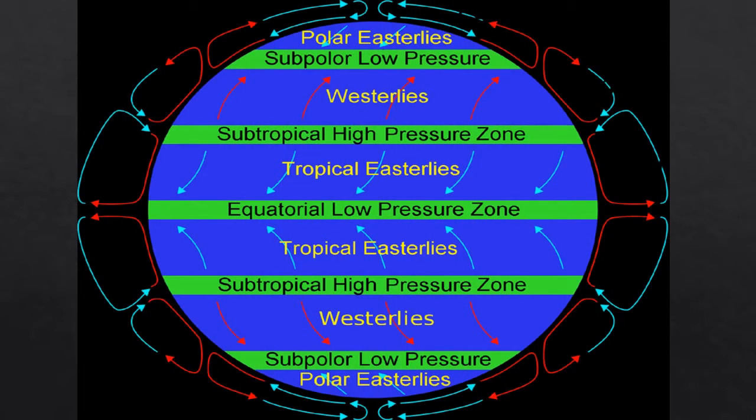Let us now discuss these pressure belts in detail. While understanding the basic concepts behind the development of pressure belts, we will not take into consideration the tilt of the axis and the influence of land-water distribution. As we know, the equator divides the globe into the southern hemisphere and the northern hemisphere. An equatorial belt extends up to 5 degrees north and 5 degrees south.